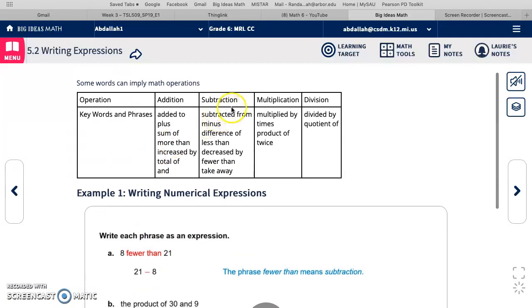Okay, subtraction: less than, remember more than, less than, fewer than. So with "than" and "from," that's when you're going to flip, like subtracted from. Multiplied by, times, product of, twice or triple, divided by, and quotient of. So you have your clue words.